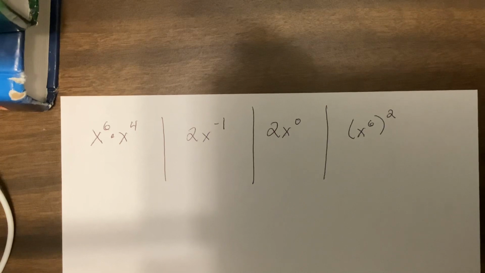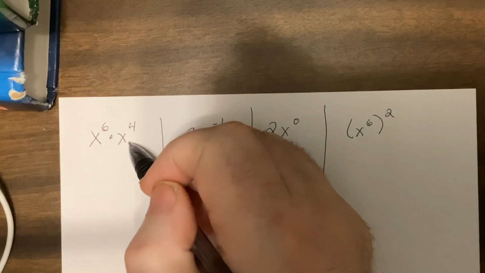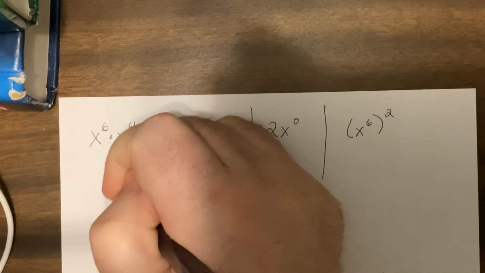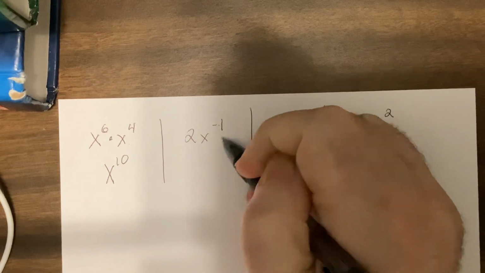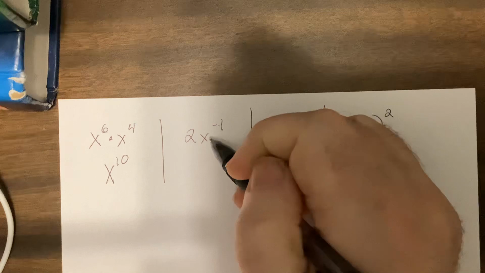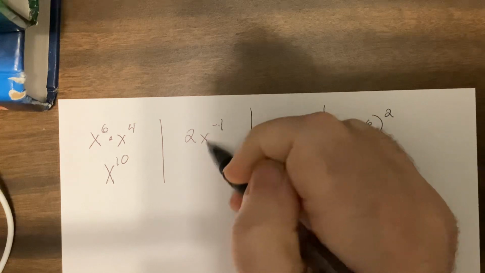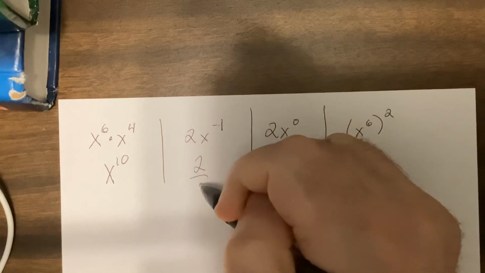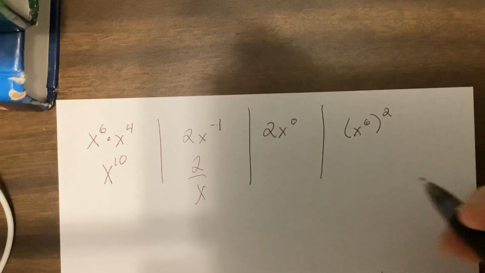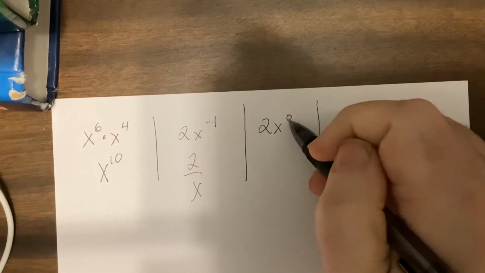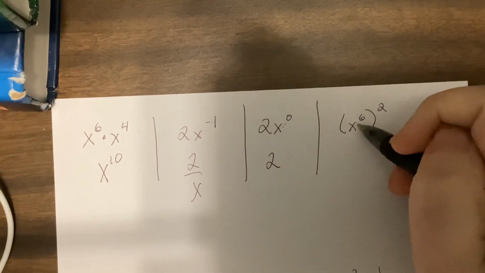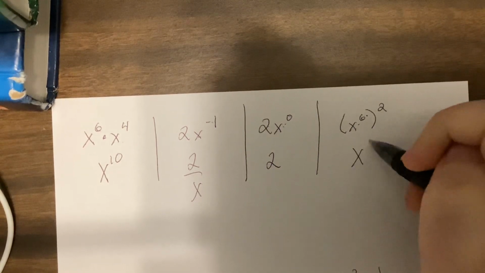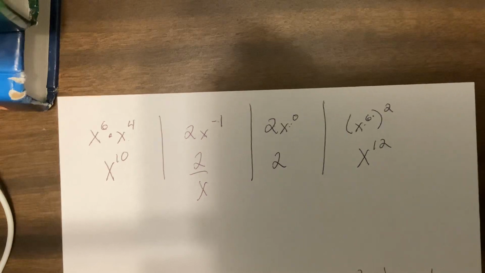But here we go. When you multiply two things in the same base, you add the powers. When you have a negative power, you move the base that has a negative power. There's no parentheses, so it's 2 over x. Anything to the zero power is 1. 1 times 2 is 2. Base to a power, you multiply, so x to the 12th.